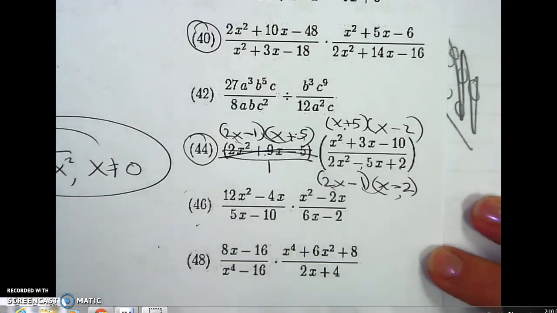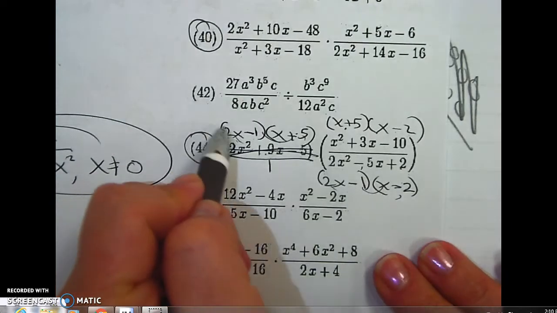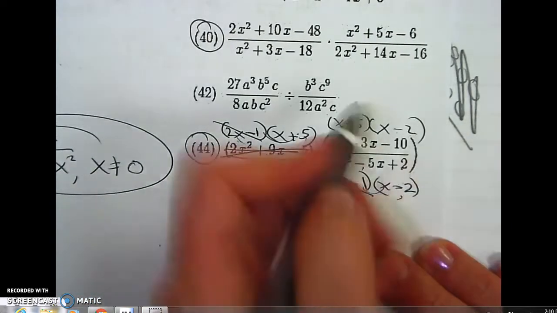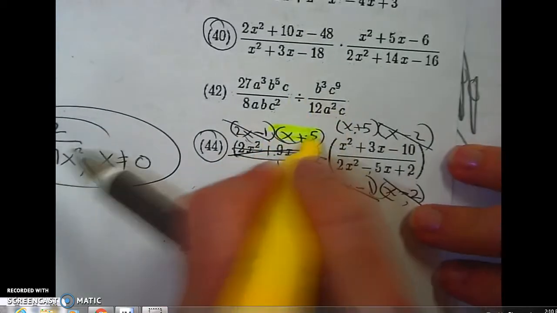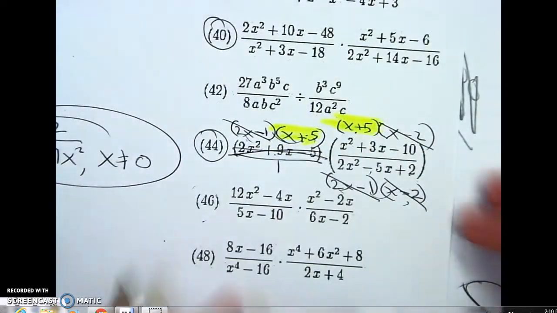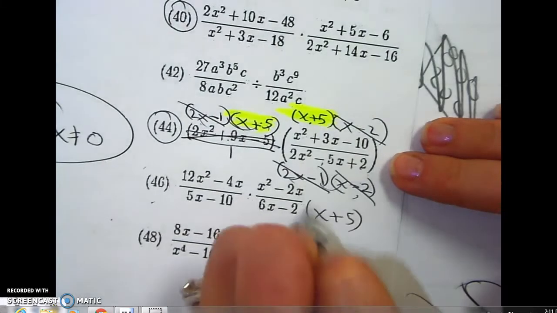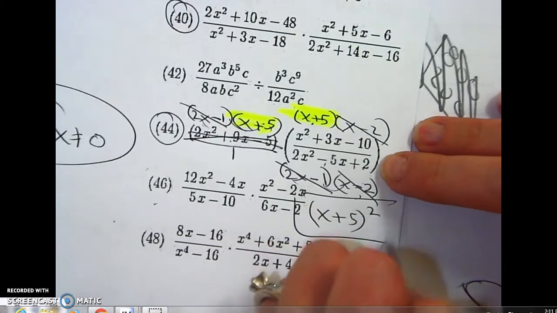All right. Now I'm going to start crossing things off. 2x minus 1, bye-bye. X minus 2, bye-bye. The only thing that I have left is x minus 5, and there's 2 of them. So my answer is x plus 5 squared, and there's nothing in the denominator, so there's no restriction.